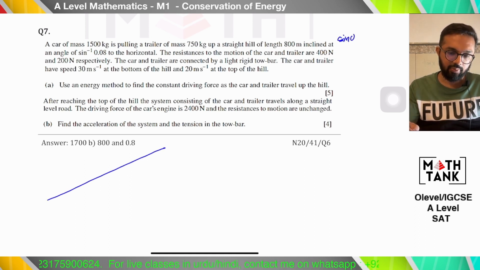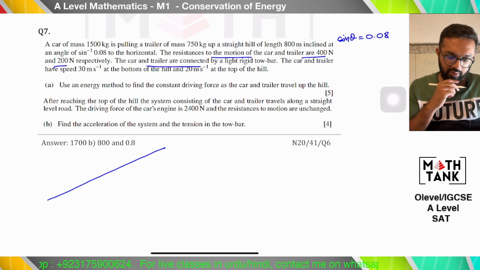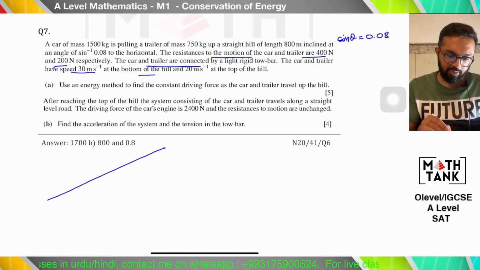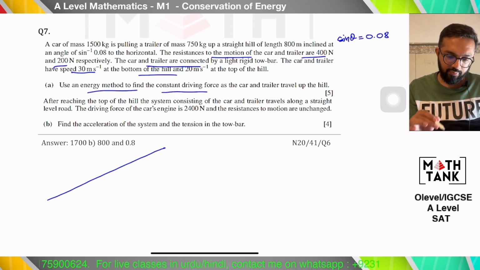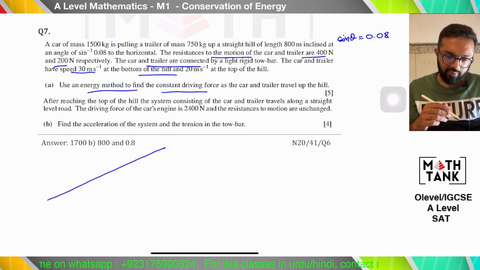The sine theta equals 0.08. The resistances to the motion of the car and trailer are 400 and 200 respectively. The car and trailer are connected by a light rigid tow bar. The car and trailer have speeds of 30 at the bottom of the hill and 20 at the top of the hill. Use an energy method to find the constant driving force as the car and trailer travel up the hill.